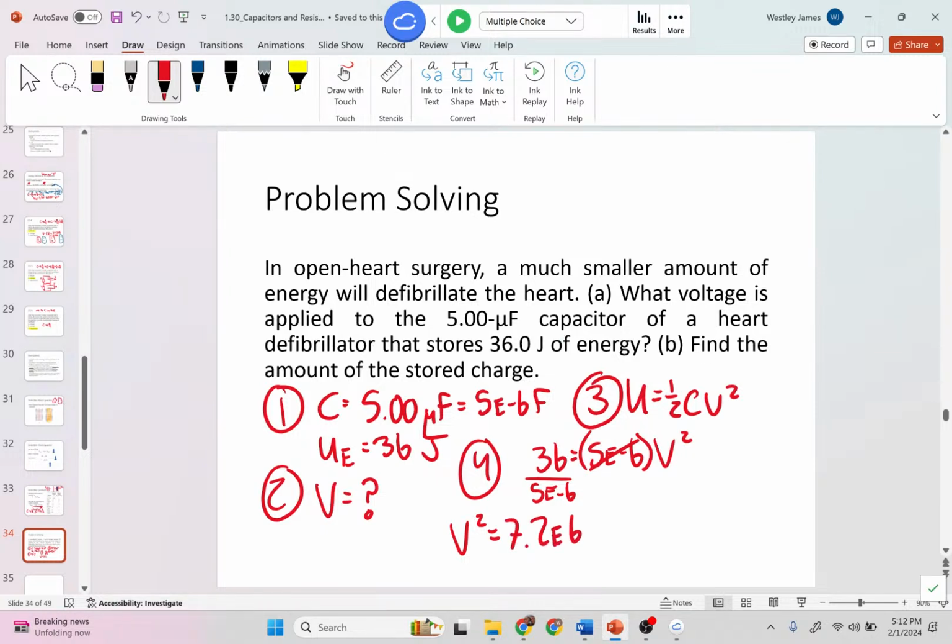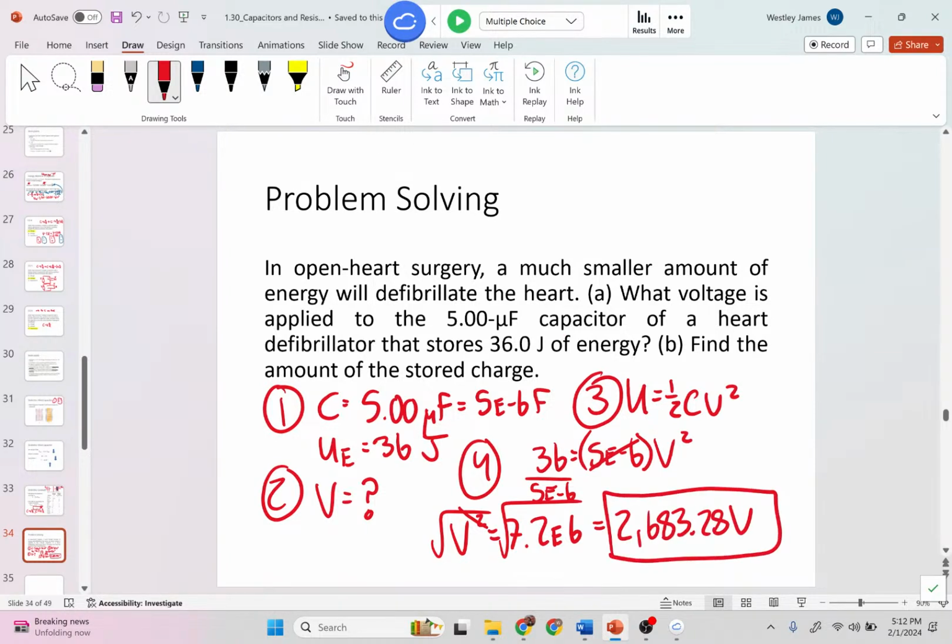(7.2 e to the 6) square root to cancel that out, and that will equal a number. And as we mentioned, this is a very high voltage, 2,683.28 volts. This is the voltage that is applied. This is both the voltage that is applied to charge it and also the voltage the capacitor will have.